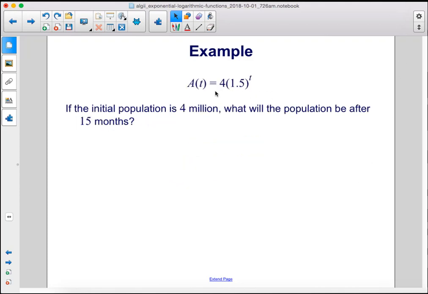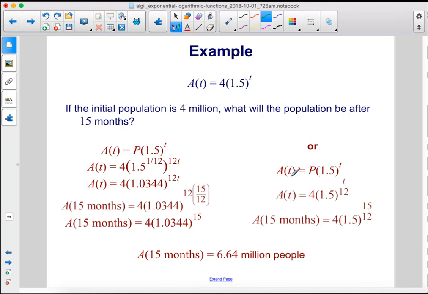If the initial population is 4 million, what will the population be after 15 months? There are two ways to solve the problem. We can either raise 1.5 to the 1 over 12 power and then raise that to the 12t power, or we can just raise 1.5 to the t over 12 power, which you can see is much simpler. And we get as our answer 6.64 million people.